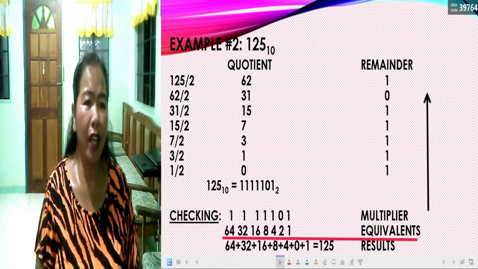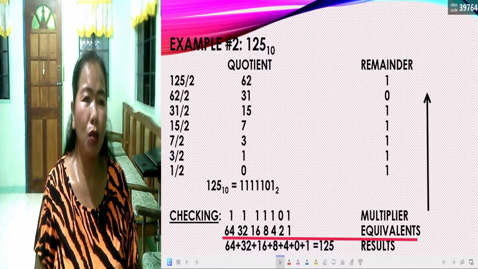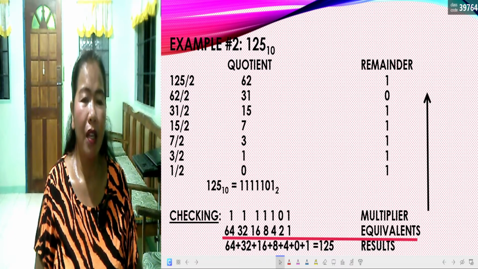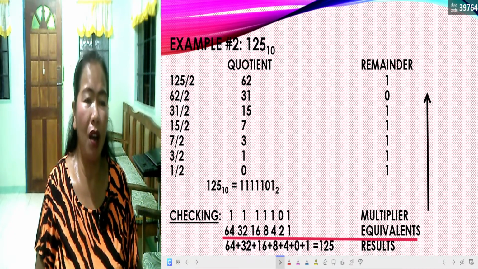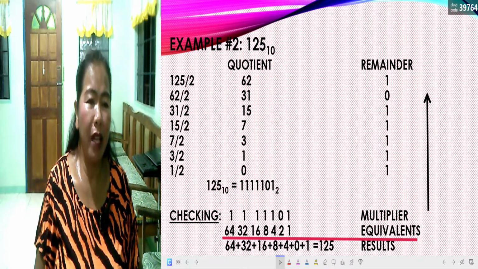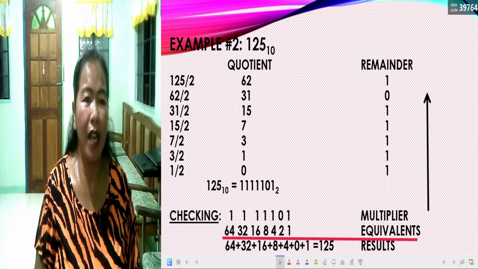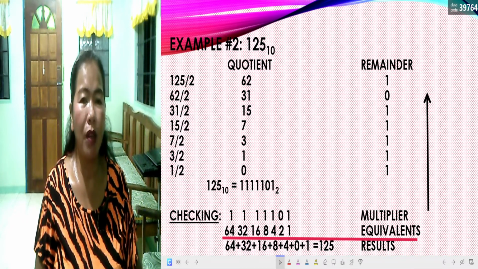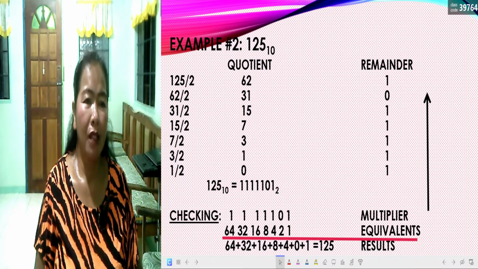So let us try to check that 111101 in binary, to be converted back, or the reciprocal of that number, is 125. Let us check if that is really equal to that 125 in decimal.